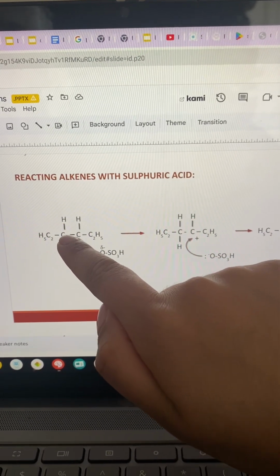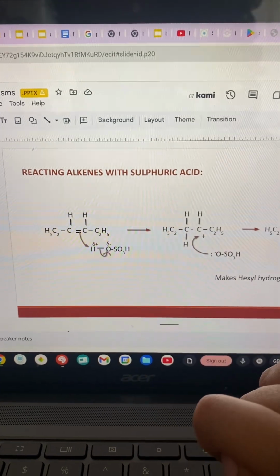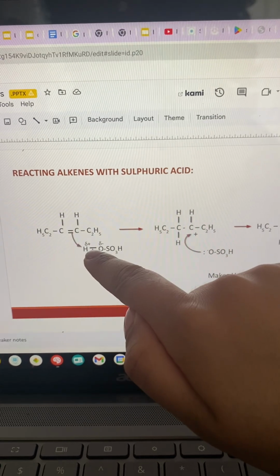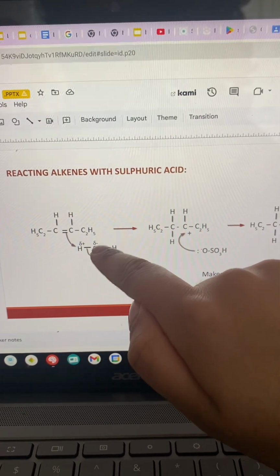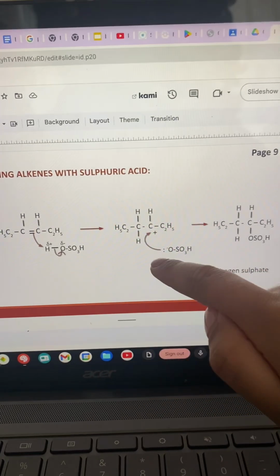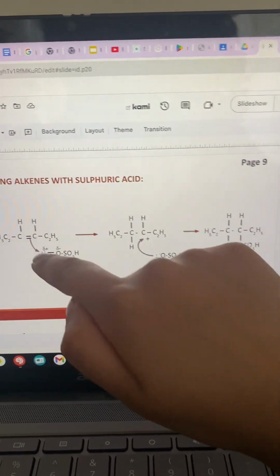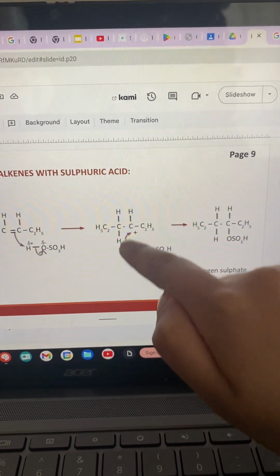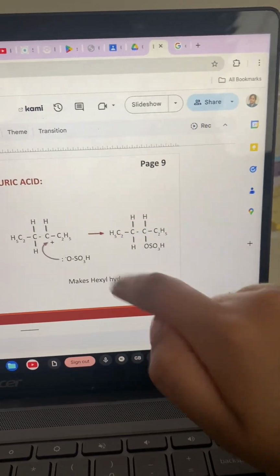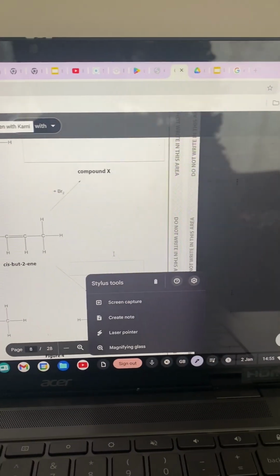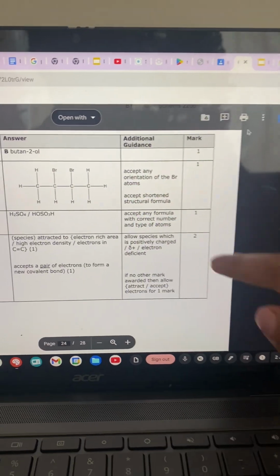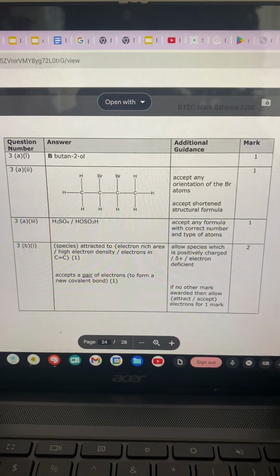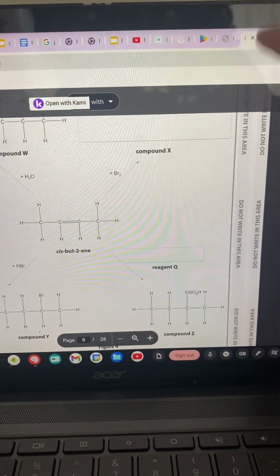So the double bond, the arrow is going to always come from an area of electron density, okay? So then that double bond is being broken, and then this bond is also being broken. Again, it's always coming from the area of electron density, okay? So this hydrogen gets added onto this carbon, and then this group that's remaining will be added onto this carbon. So that's how we get this product, okay? So if we just have a look at the mark scheme, yeah, so if you write H2SO4 or HOSO3H, that's fine, okay?